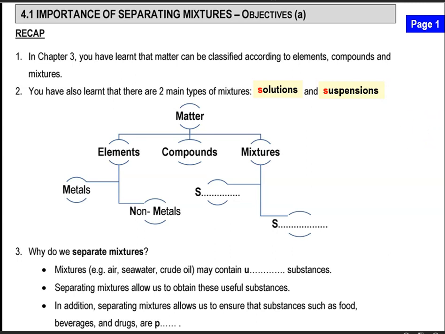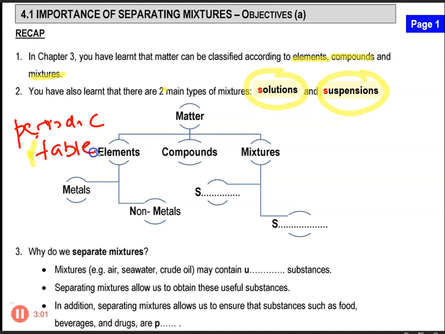So Miss Lee has mentioned that matter can be classified as elements, compounds, and mixtures. And there are two types of mixtures, your solutions as well as your suspensions. You can see that over here, under elements, remember your periodic table. If you can recall, what is your periodic table? Your periodic table is basically a table of elements that allows you to group them into metals and non-metals.